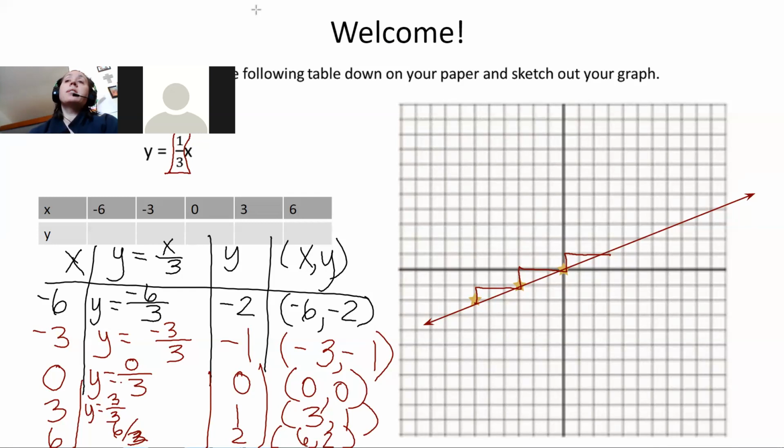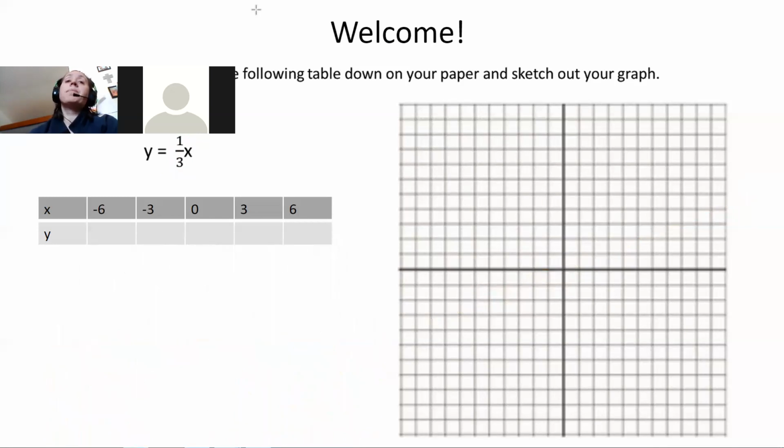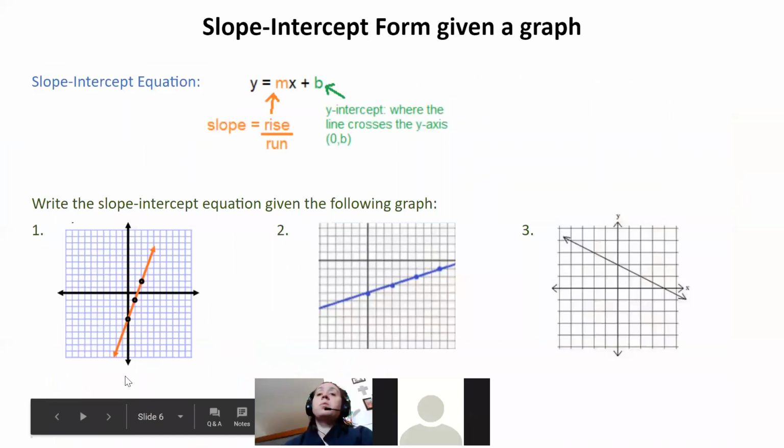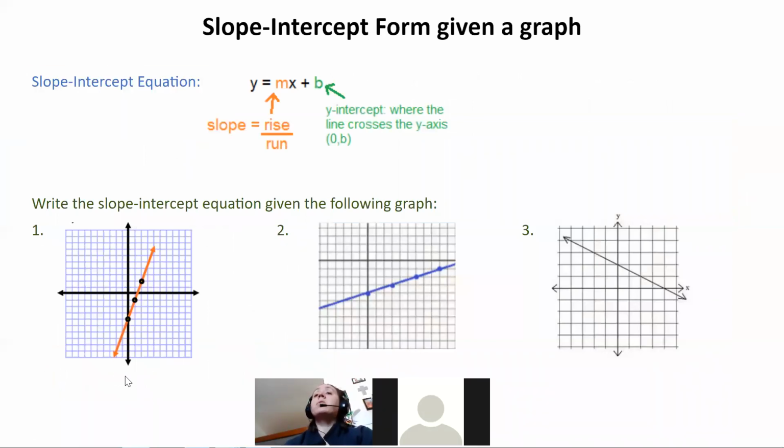Any preguntas? Okay. Now we're going to talk about the easy way to graph. I love this one. So now we're going to talk about slope-intercept form. And this is like classic.